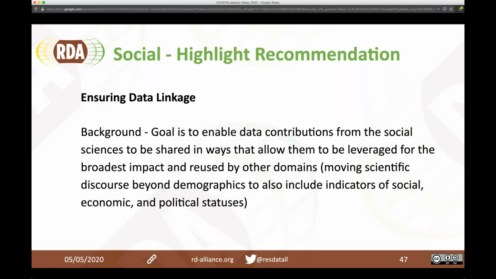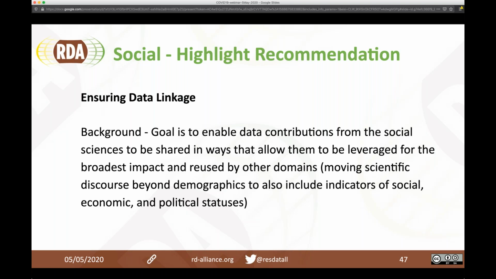We also, these last two slides that I'm presenting to you reflect one of the recommendations that we spend more time on in the social sciences, which is to ensure that we are positioned so that social science data can be linked to data from the other domains. So of course, there are social science questions that need data that are important in their own right, but at the same time, we want to make sure that the data that social scientists are collecting or putting together can be used in combination with other domains.